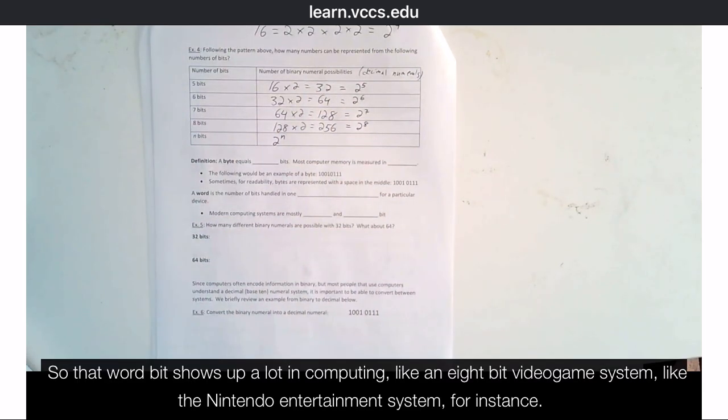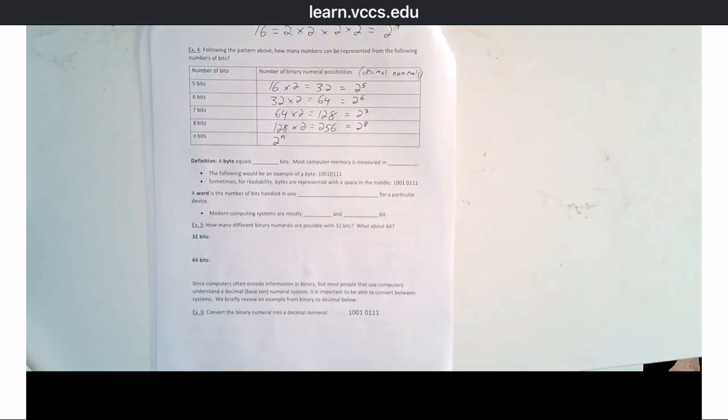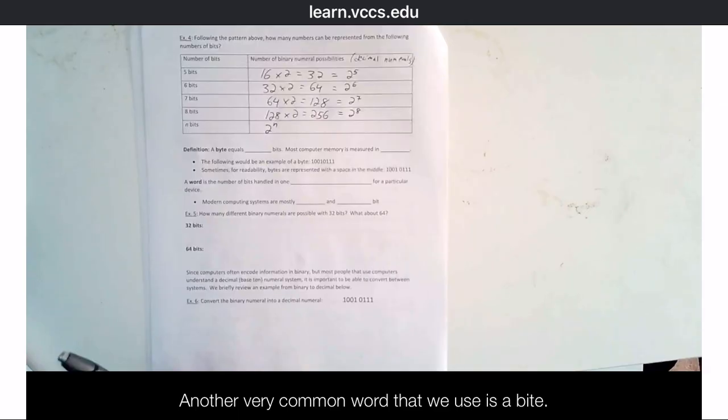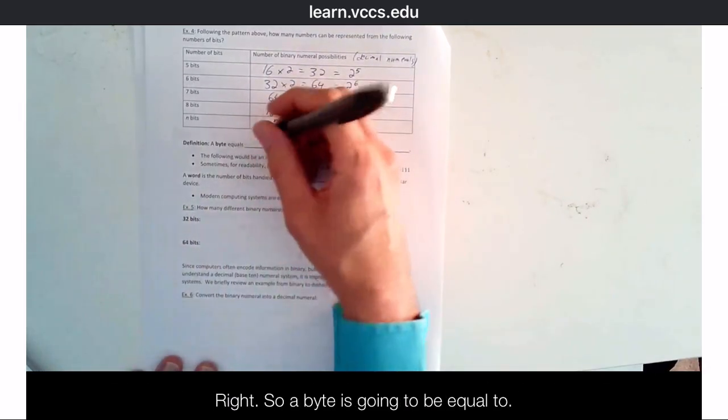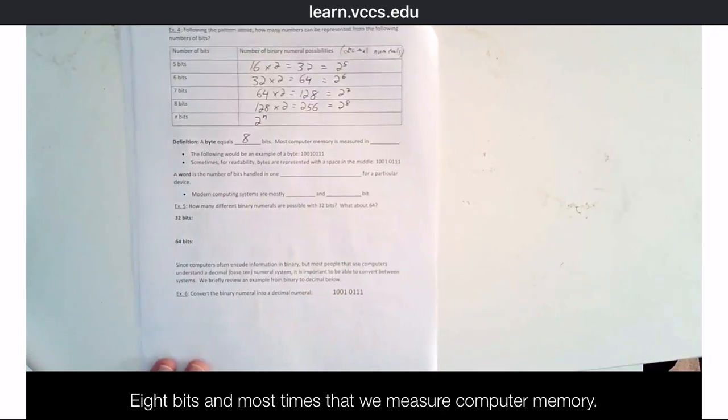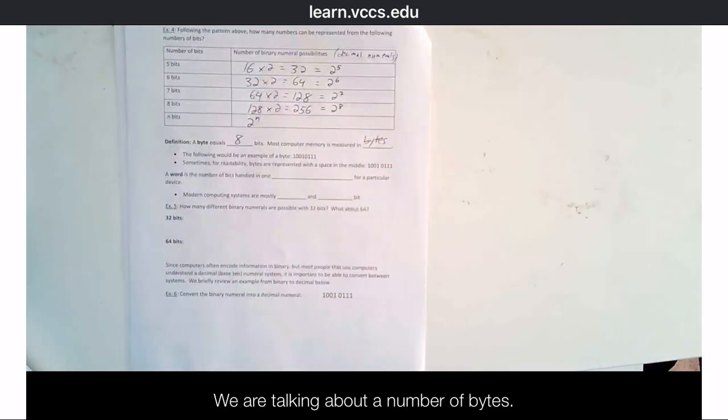So that word bit shows up a lot in computing, like an 8-bit video game system, like the Nintendo Entertainment System, for instance. Another very common word that we use is a byte. So when we're talking about storage, we often talk about a gigabyte or a megabyte, right? So a byte is going to be equal to 8 bits. And most times when we measure computer memory, we are talking about a number of bytes.